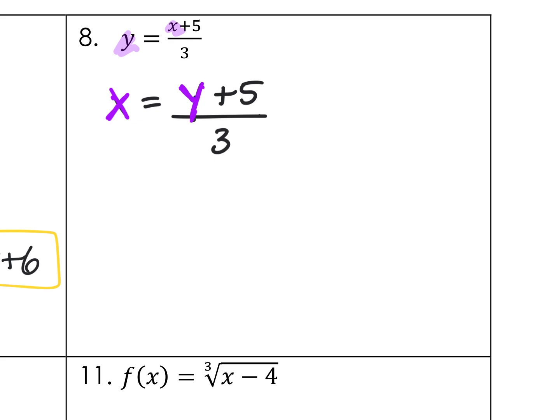On the last two problems, we did the addition or subtraction first. You can't do that this time because it's got the division on the bottom. So you have to undo the division first by doing what? Yeah, multiply by 3. If I multiply by 3, I'm going to write it with parentheses because that's better math notation.